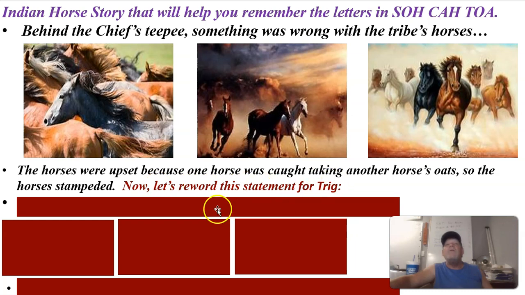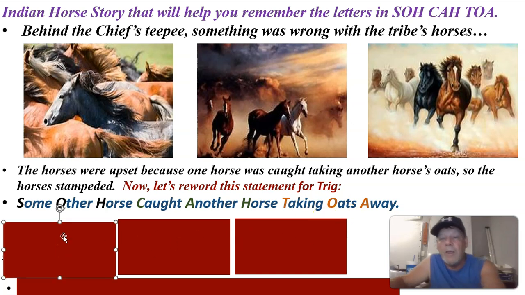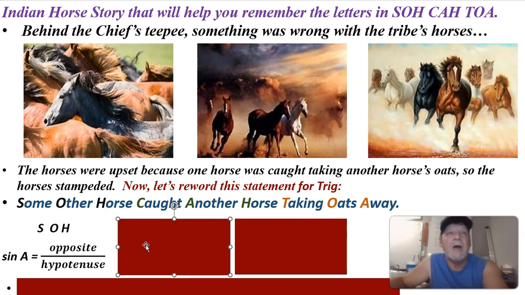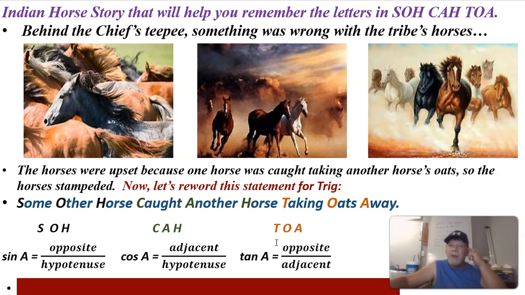Now let's reword it for Trig. Some other horse caught another horse taking oats away. See that? There's my SOH, CAH, TOA: taking oats away. And remember, the sine of an angle is the opposite over the hypotenuse. That's SOH. Cosine of an angle is the adjacent over the hypotenuse. And then the tangent equals the opposite over the adjacent.